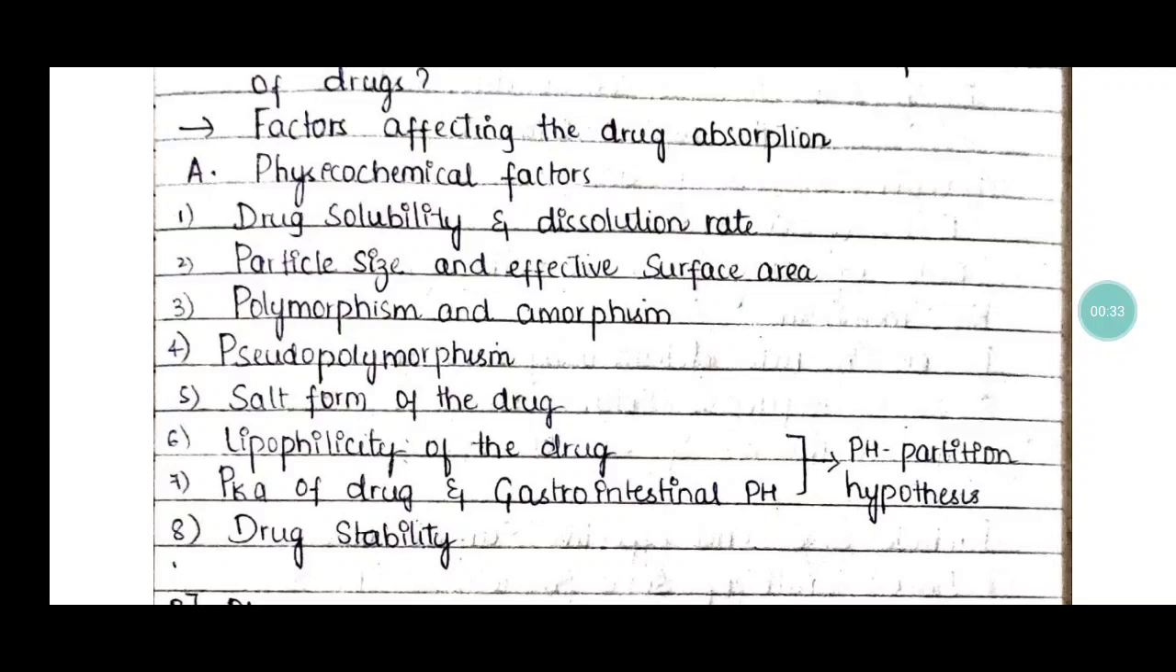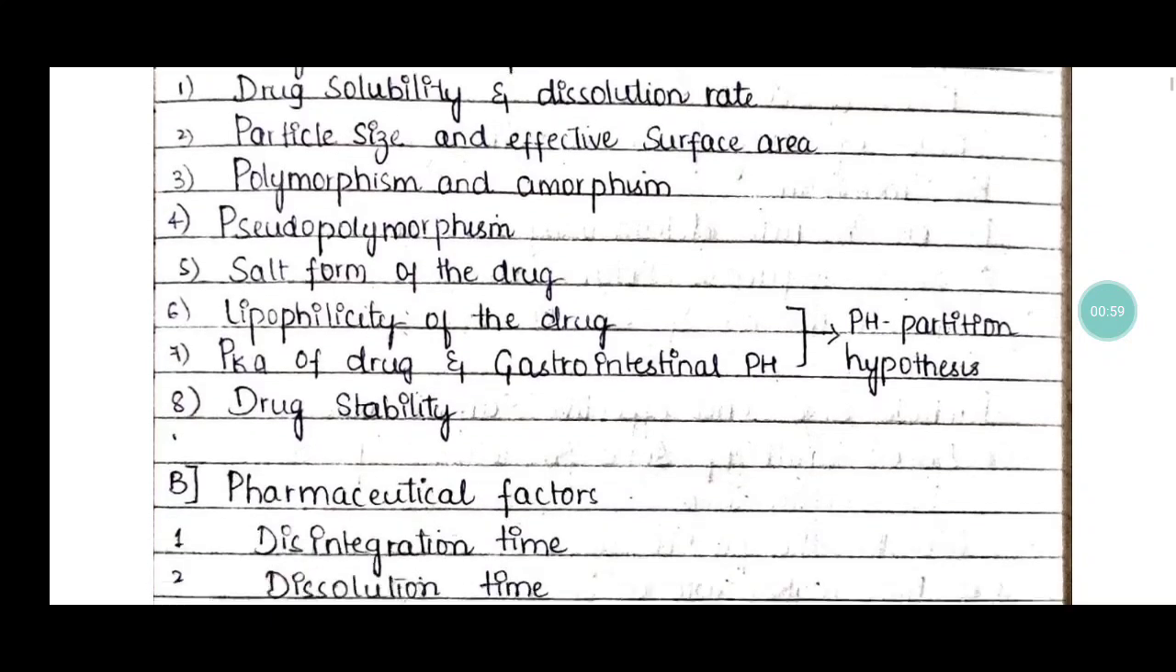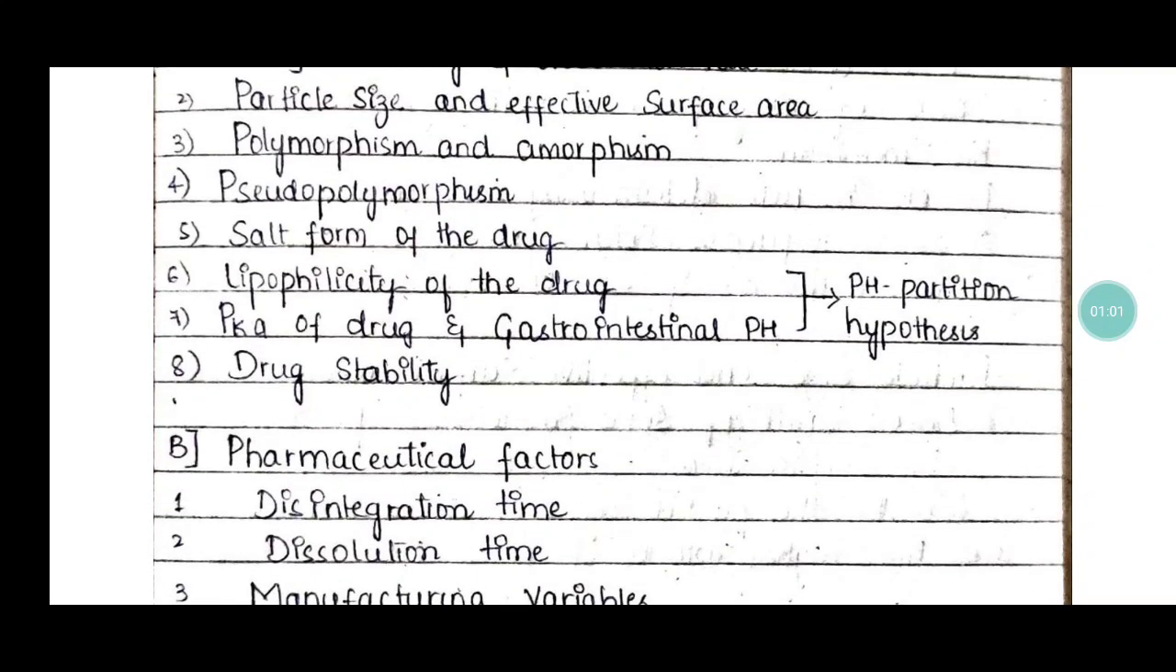Number one, drug solubility and dissolution rate. Second one, particle size and effective surface area. Number third, polymorphism and amorphism. Number fourth, pseudopolymorphism. Number fifth, salt form of the drug. Number sixth, lipophilicity of the drug. Number seventh, pKa of the drug and gastrointestinal pH, which is also known as the pH partition hypothesis. And number 8, drug stability.